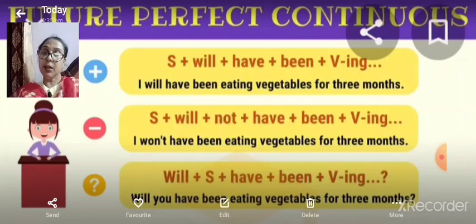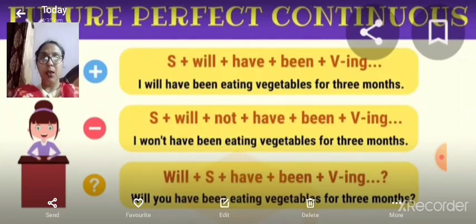Been denotes the continuation of the action. That is why been will be used. Will have been plus verb plus ing. So this you just keep in your mind and note it down, because this is very important for you whenever you are making future perfect continuous tense.